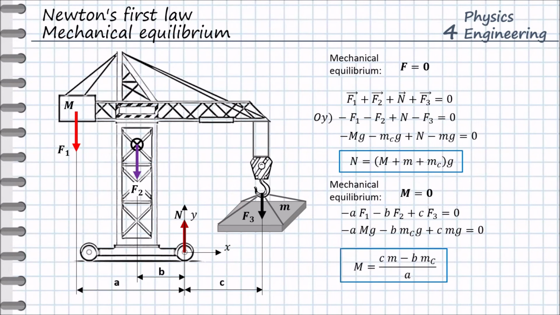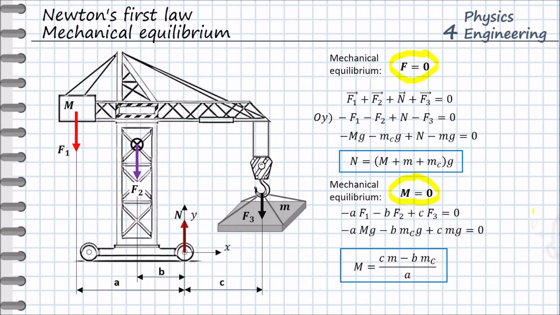And the result is the formula for calculating the mass of the balance, M capital. We see that the mass of the balance is proportional to the weight and inversely proportional to the distance A between the front chassis and the balance. The mass of the crane also reduces the weight of the counterbalance, because then the crane itself can play the role of the balance. So finally, using the conditions for mechanical equilibrium, F equal to 0 and M equal to 0, we were able to solve our problem.